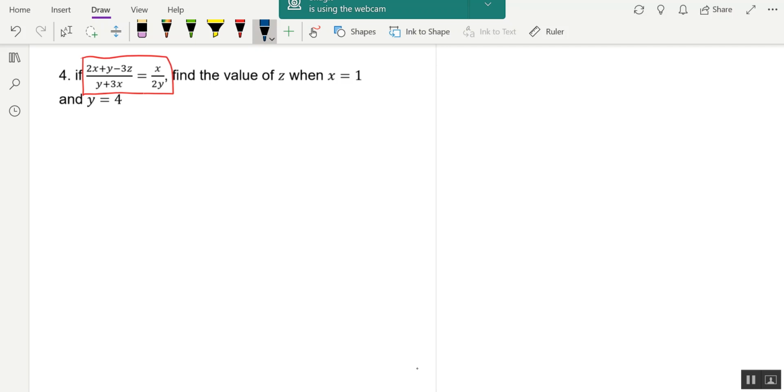Do not say maybe something like x over 2y equals 1 over 2 this way. This will make things more complicated, and it will be called poor presentation, and you can get marks deducted, up to 2 or 3 marks deducted for your paper for poor presentation. So the way to present is always in this way.